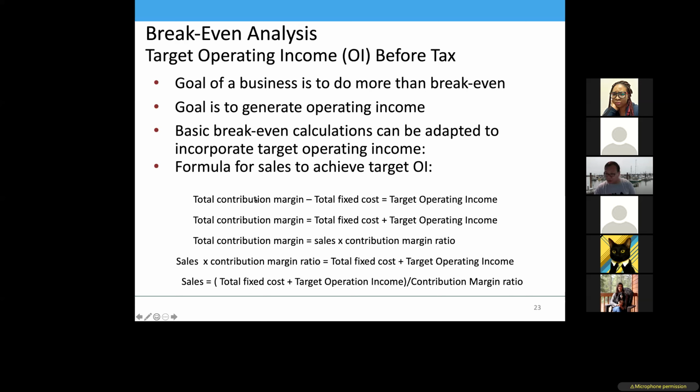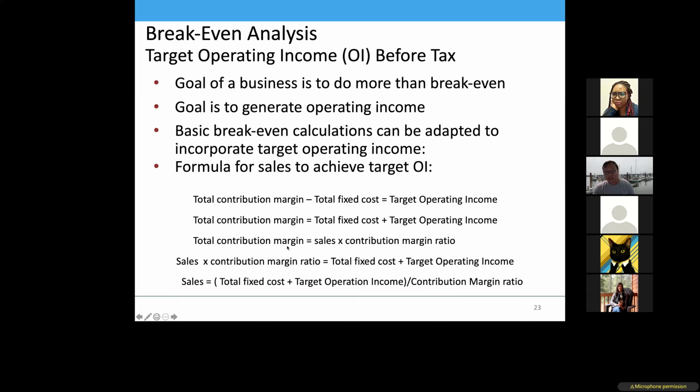So you have to agree with me, your total contribution margin minus total fixed cost, that's your target operating income, right? So then you have to generate a total contribution margin that covers two components together. First, you want to cover your total fixed cost, and then there's enough left to meet your target operating income. So that's your total contribution margin, right?